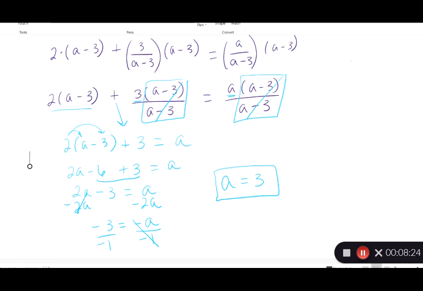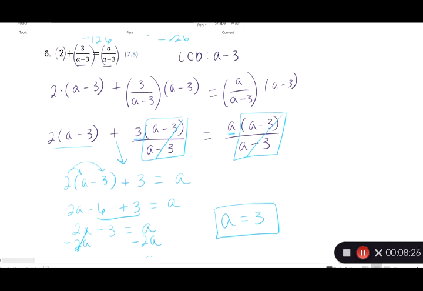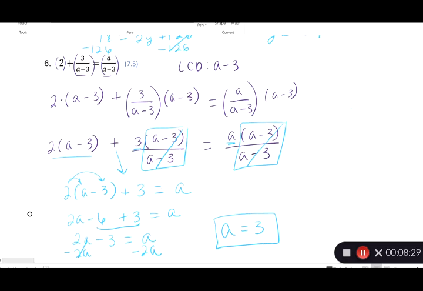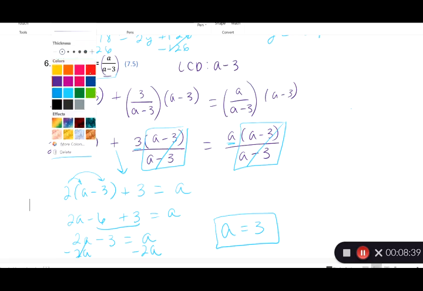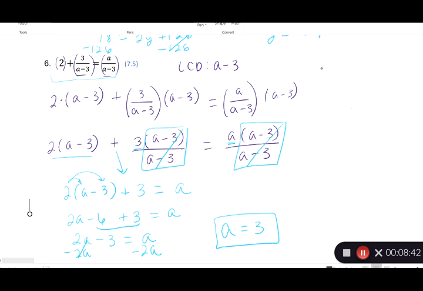But what are we supposed to do? Hopefully you're saying, check it. Yes, we're supposed to take it back up and check it. And this answer, if I plug 3 in for a, right? So if I take my original equation here, and I say that 2 plus 3 over my answer, 3 minus 3, equals 3 over, because everywhere there's an a, it's now a 3. I'm checking my answer. My answer was a equals 3. I'm plugging that 3 in for all the a's.